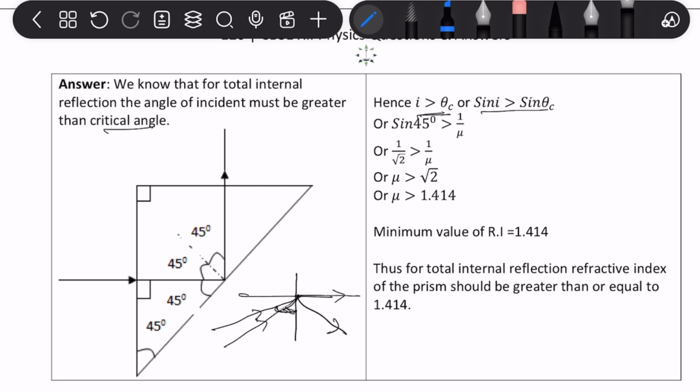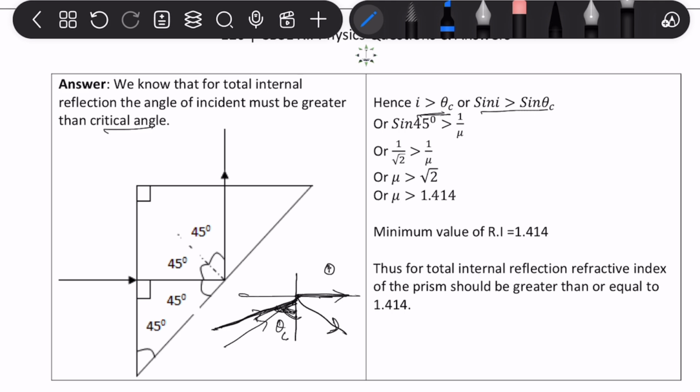This is the critical angle, suppose theta c. If we make the angle of incidence more than theta c, then light will not transmit to this medium. Light will come back to the same medium where the incidence happened. This is called total internal reflection. So this is what is explained here.